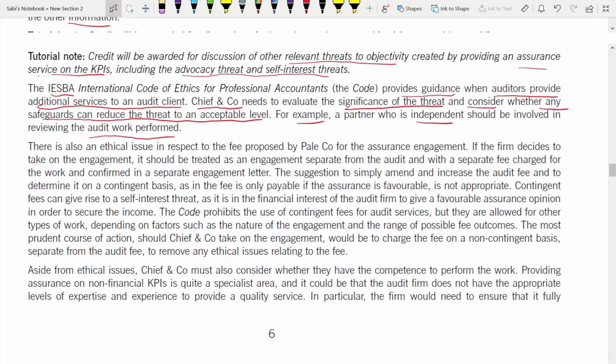That means, what was the threat? Self-review threat. So that self-review threat you can reduce by using someone who is independent. That means someone else is performing the audit work and someone else is looking for the assurance services, not the same person. The assurance team and the audit team are different. That's why they're independent.